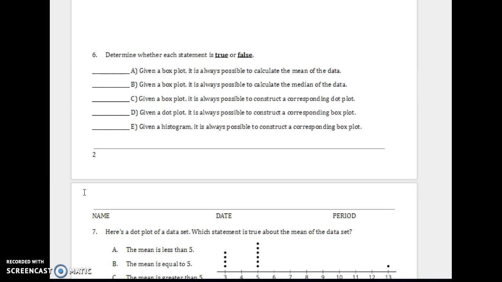D. Given a dot plot, it is always possible to construct a corresponding box plot. E. Given a histogram, it is always possible to construct a corresponding box plot.